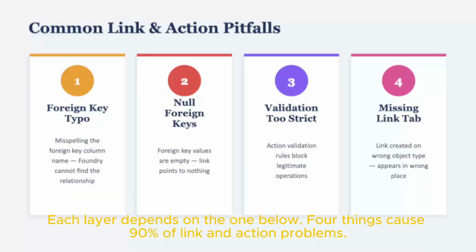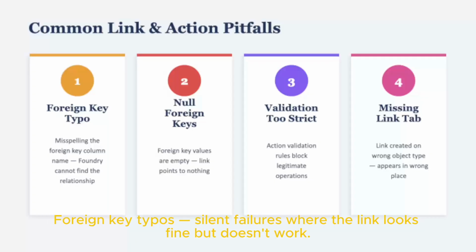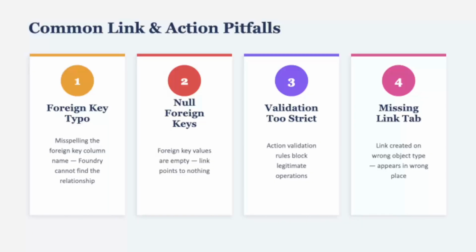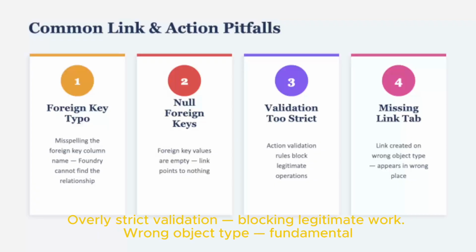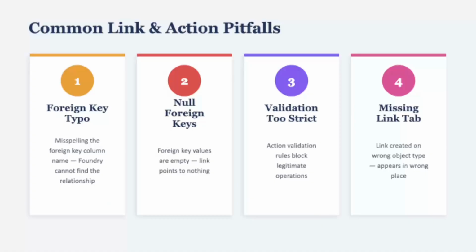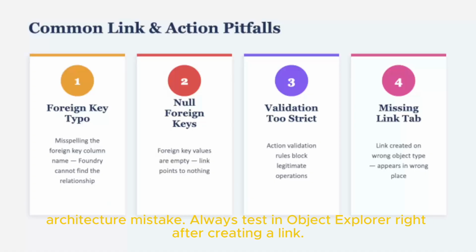4 things cause 90% of link and action problems. Foreign key typos. Silent failures where the link looks fine but doesn't work. Null foreign keys. Incomplete data import. Overly strict validation. Blocking legitimate work. Wrong object type. Fundamental architecture mistake. Always test in Object Explorer right after creating a link.